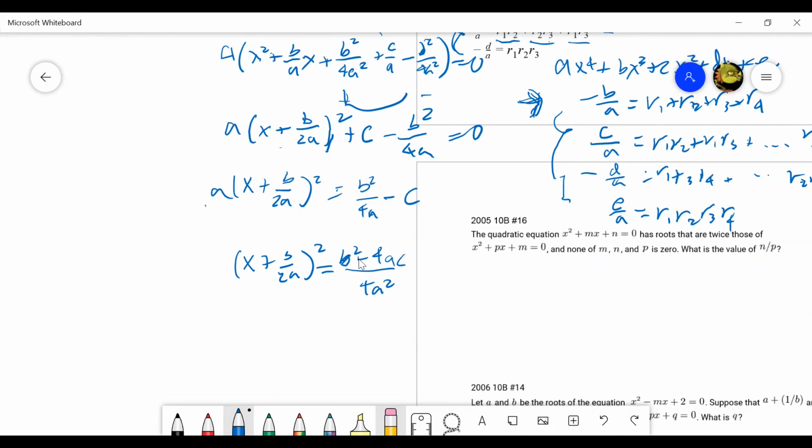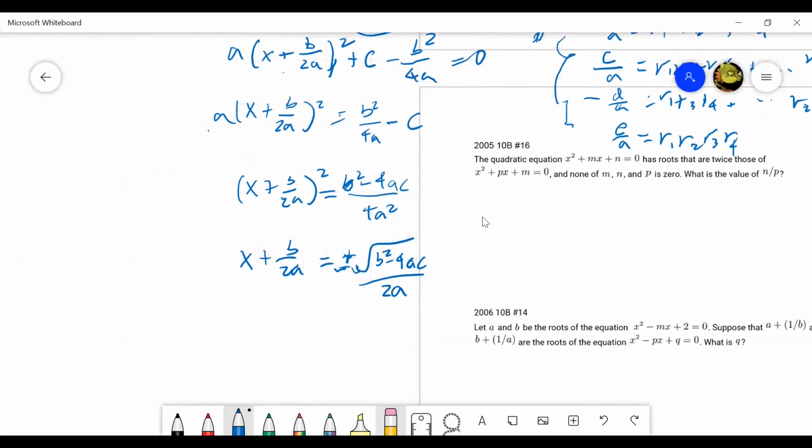So now we can take the square root of both sides. So you get x plus b over 2a is equal to the square root of b squared minus 4ac all over the square root of 4a squared, which is just 2a, right? And then since we know that the square root of a number can technically be both positive or negative, since a square of a negative number is still positive, there's a plus or minus here. This is where we get the two roots from.